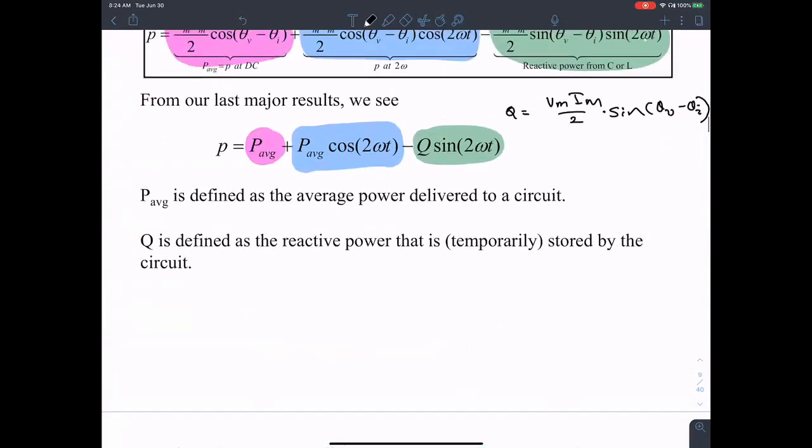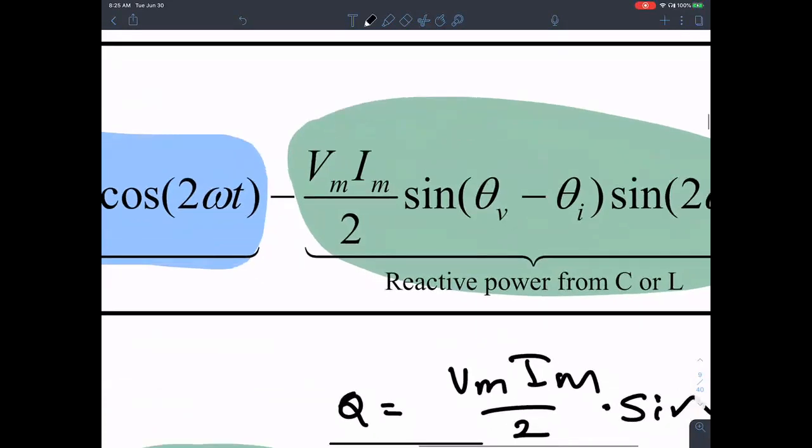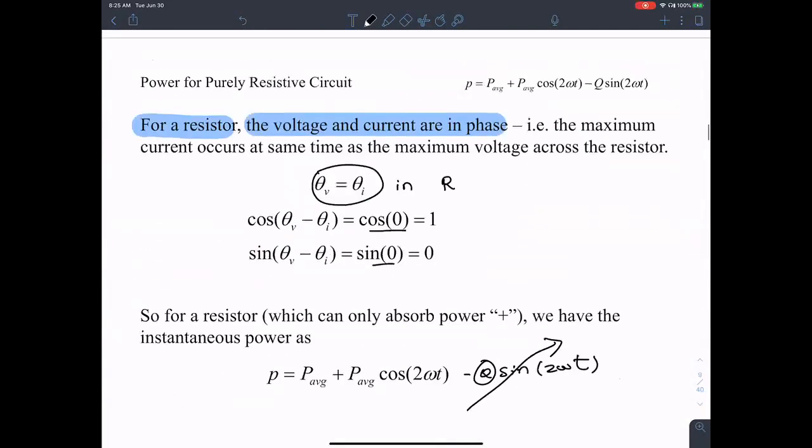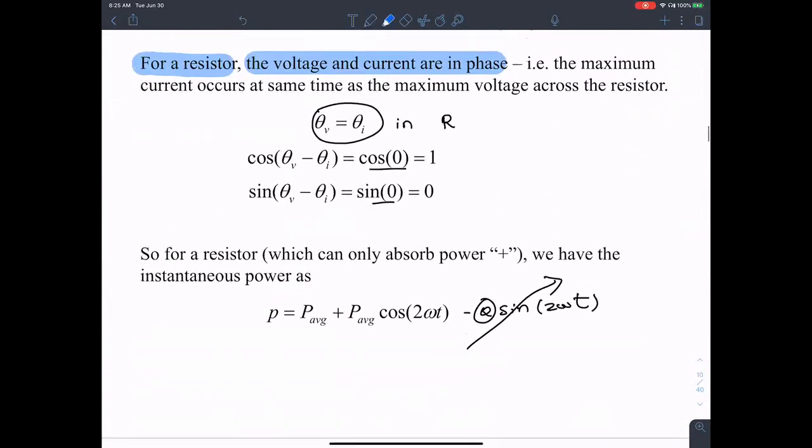Remember? Let's look at Q. What is Q? Q is this guy. All of this guy is Q. Okay, but theta V minus theta I is 0 in a resistance. Therefore, all of this term is going to go to 0. So there is no reactive term in the resistance, in the power equation for resistance. So there is this cosine term, and then there is the average term. So for a resistor, notice that the sign is positive, meaning that the resistor can only absorb power. Okay, this is the instantaneous power for the resistance.